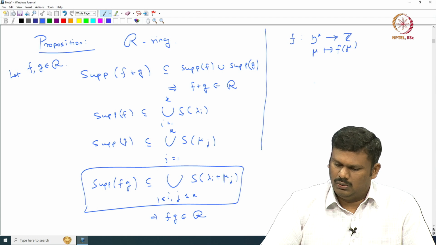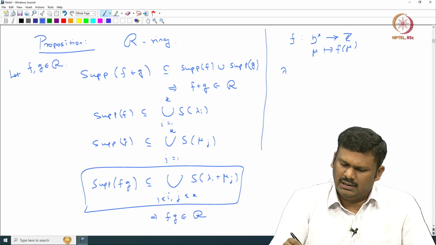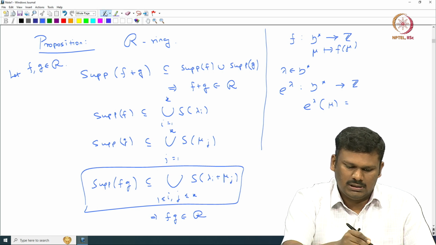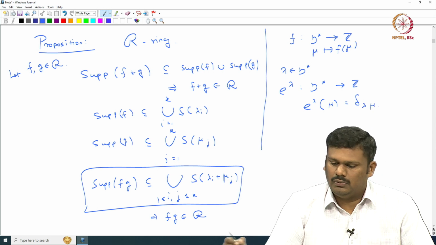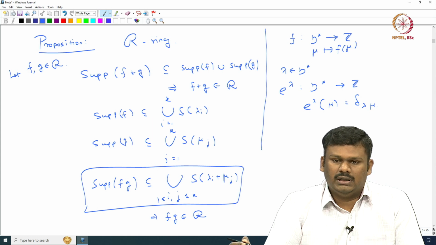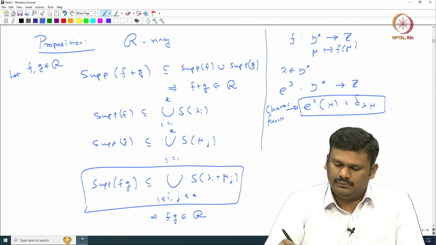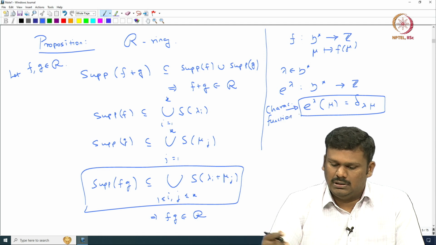So, what is the basis that we are interested in? We can take the characteristic functions. Given lambda in H star, we can define this e power lambda, which is a map from H star to z, where e power lambda of mu is defined to be the canonical delta lambda mu. Whenever lambda is equal to mu, it is 1, otherwise it is 0. So, this is how you define e power lambda. These are called characteristic functions, of course depending upon this lambda.